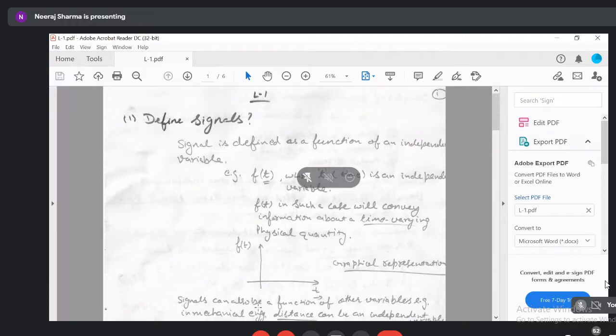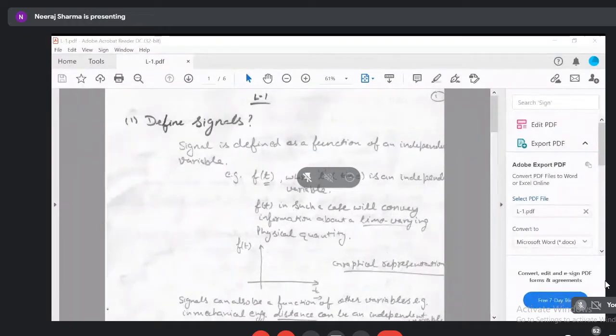So this is about the definition of signal. If you have any query regarding the definition of signal, then you can ask.